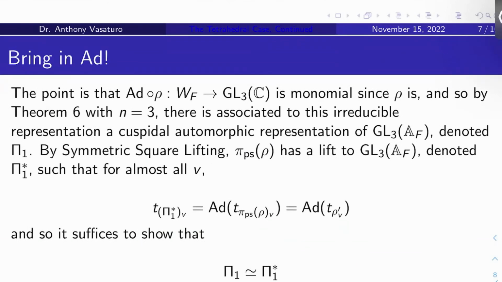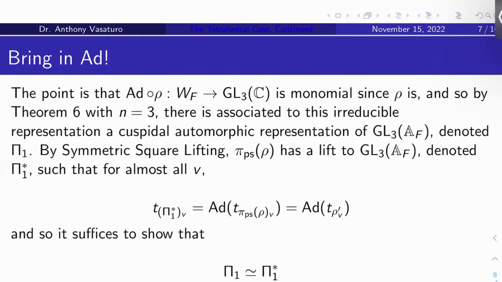Okay. So how do I do this? Well, the point is that add of rho from W sub f to GL3 of C is monomial because rho is. So by theorem 6 in a previous video with n equals 3, there's associated to this irreducible representation a cuspidal automorphic representation of GL3 of the Adele sub f. Let's denote that big pi sub 1. By symmetric square lifting, pi pseudo of rho has a lift to GL3 of A sub f as well, which we'll call pi star sub 1.